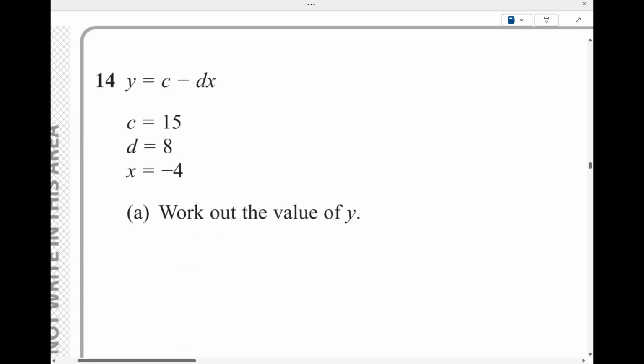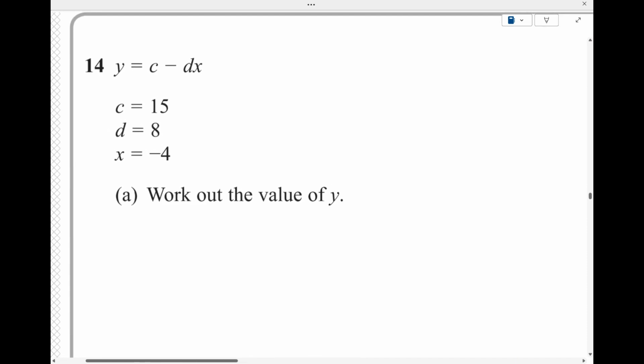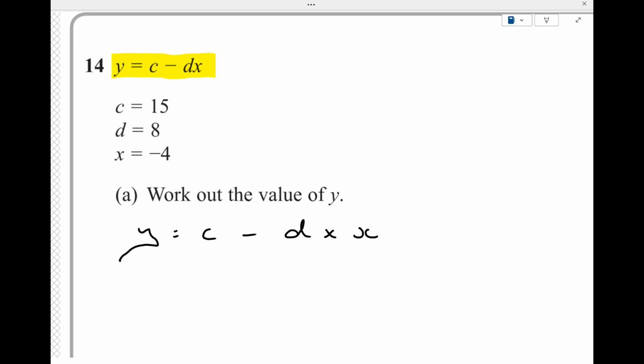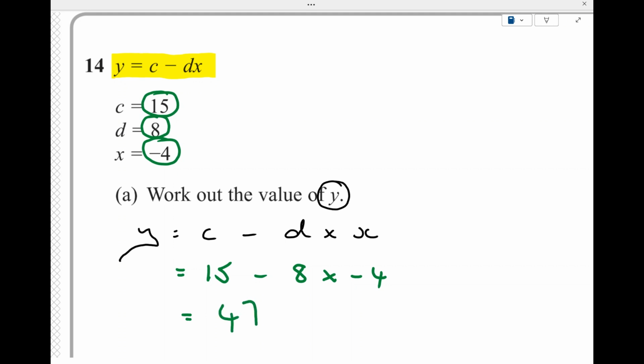Okay, number 14. Oh, look, I've got a formula for y here. y is equal to c minus d times x. Now, work out the value of y. Now look, c is 15, d is 8, x is minus 4. So y is going to be c, which is 15, minus d, which is 8, times x, which is minus 4. So I could just put that straight into my calculator. 15 minus 8 times minus 4 gives me 47.